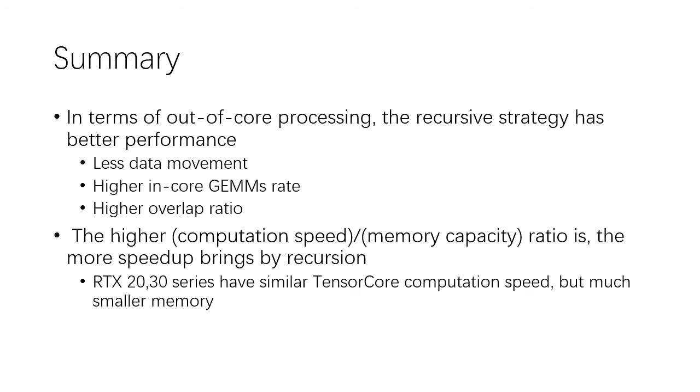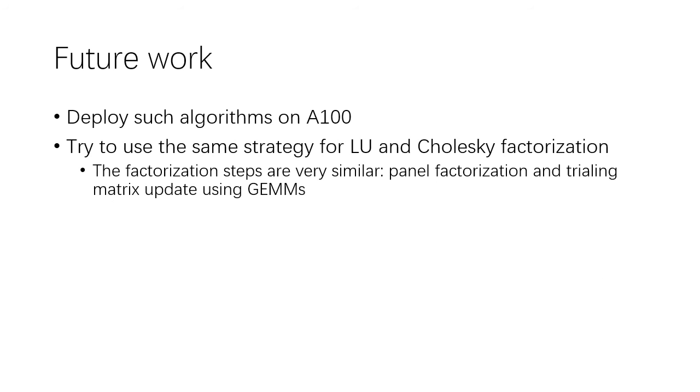It's also interesting to think about not using TensorCore. Actually, if you are not using TensorCore, the gem can always overlap the data movement, so the recursive strategy doesn't have any advantage. This suggests that the higher the ratio of computation speed to memory capacity is, the more speedup is brought by recursion.